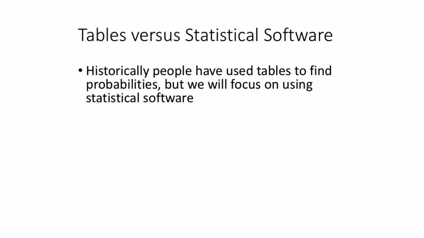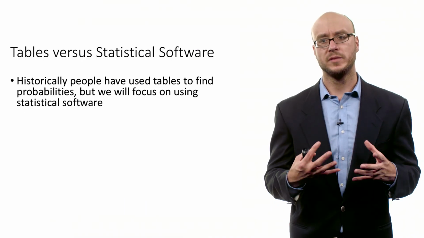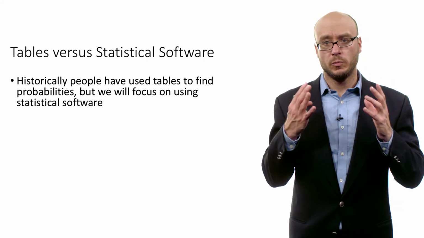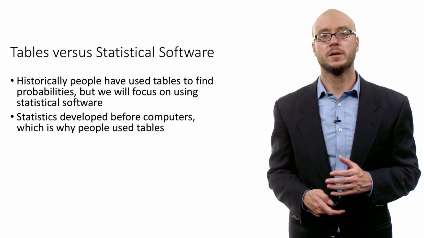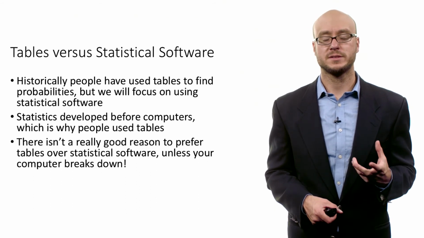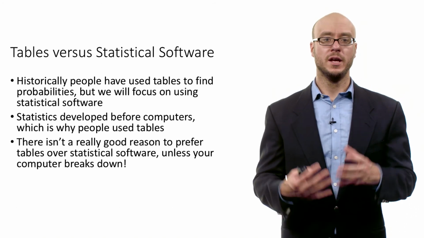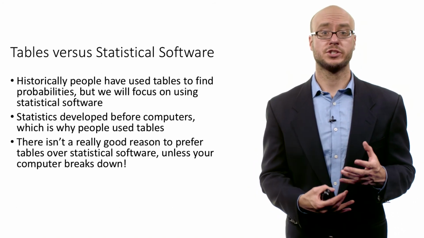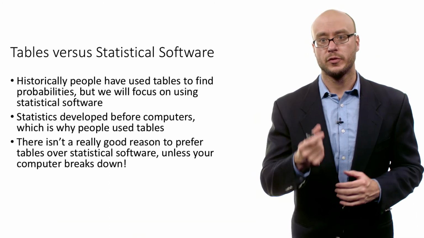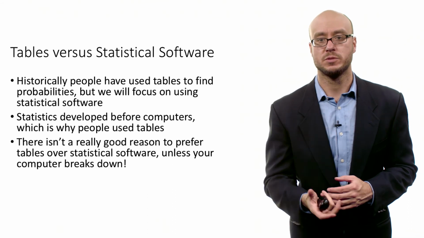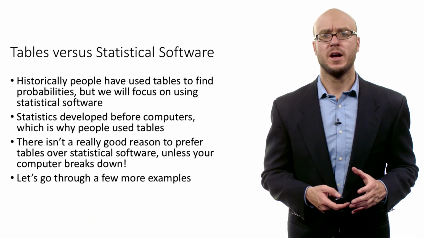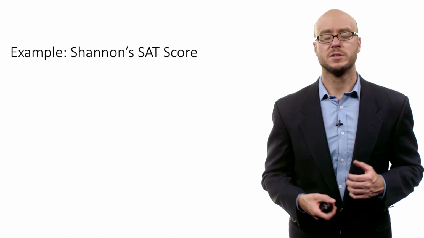As a reminder about tables versus statistical software, historically people have used tables to find probabilities, because computers weren't widely available. But we will focus on using statistical software. There isn't really a good reason to prefer tables over statistical software unless your computer breaks down. With statistical software, it's obvious through visualization that these probabilities are not coming from the ether. They're in fact coming from a normal distribution model, in fact, the standard normal distribution model in the case of z-scores. Let's go through a few more examples to really understand what's going on.